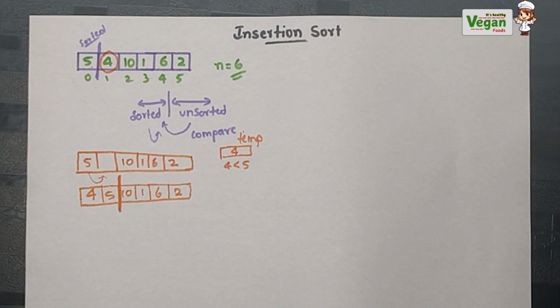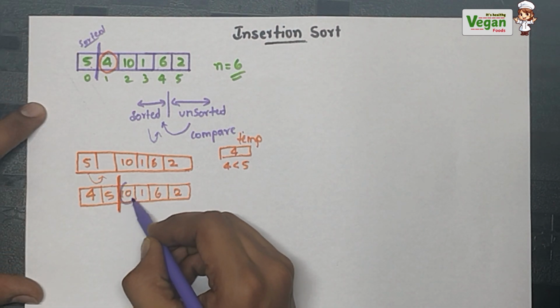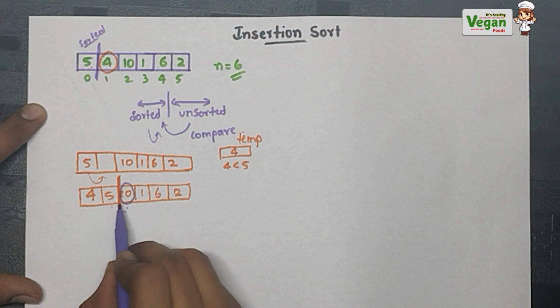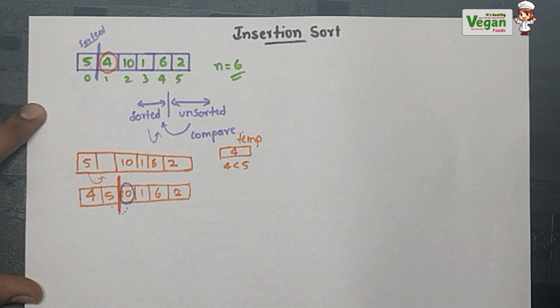You can sort it in increasing order or decreasing order. Most of the time the examiner will ask to sort in increasing order, that is ascending order. So I am sorting it in increasing order. Now what is the first element? 10. So I will compare it with the sorted sublist, from this side with 5.